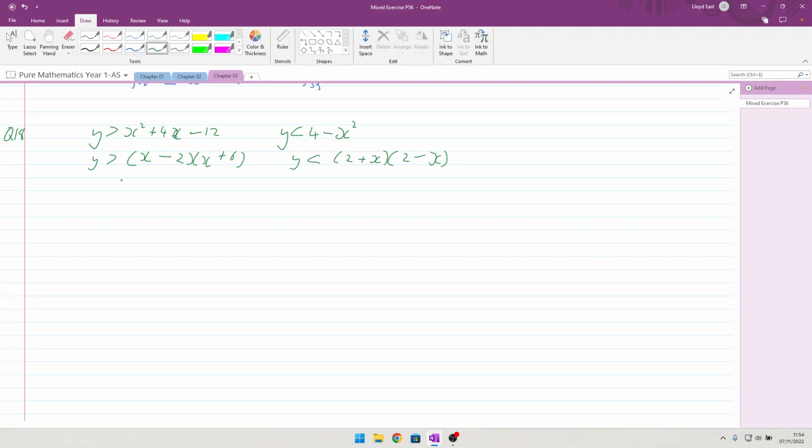Okay, so we have x equals 2, x equals minus 6 on that one. We have x equals minus 2. We have x equals 2 on this one. Okay, so as we draw these out, minus 12 and there, 4 there. Okay, let's draw them.